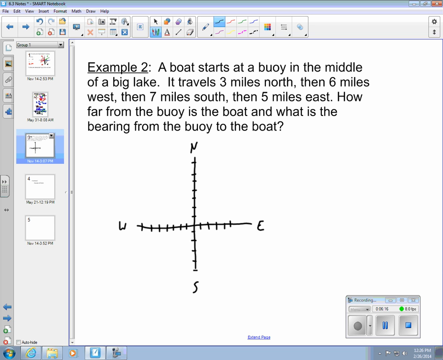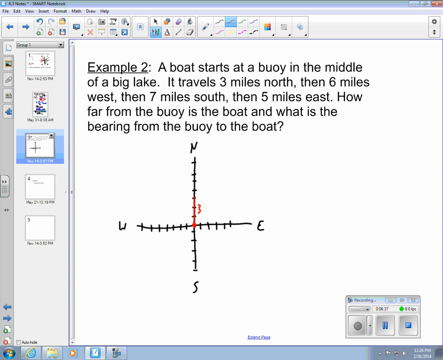All right. So it says a buoy start or boat starts at a buoy. So let's say that's right there. Usually start at 0, 0, just easy to do there. You figure out your map there. So it says it travels 3 miles north. So we travel 3 miles north. We're going to go 1, 2, 3. That's 3.